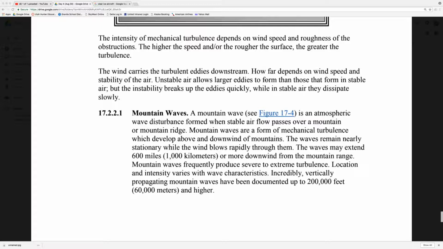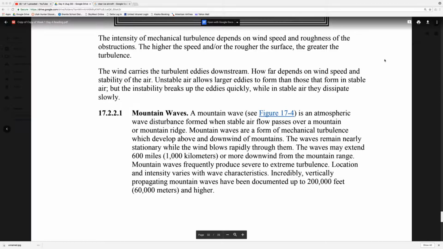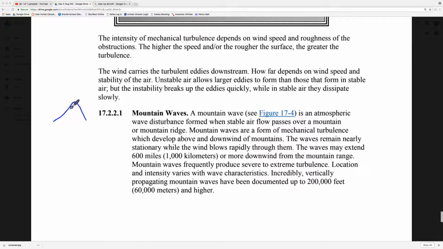Mountain wave is another form of mechanical turbulence. Mountain wave, it's like a roller coaster ride. Kids love it. You got this mountain here. You got the air coming up over the top, then descending rapidly, adiabatically. And after the mountain, you'll see these long waves, or you won't see them, but you'll have these long waves of turbulence called mountain wave.